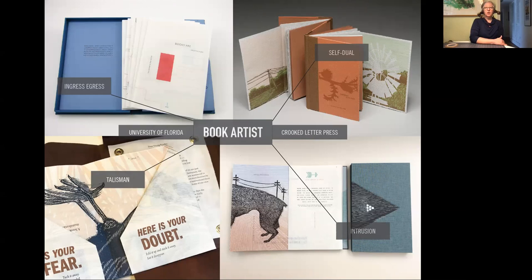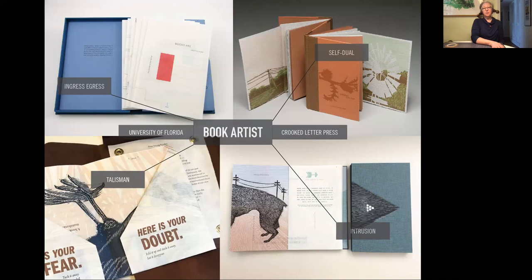In the upper left corner, you see Ingress Egress, which is a book about artist books, about graphic design, typography, and the language of an artist book, the environment of an artist book. At the upper right corner, you see Self-Dual. That is a book based on a journey between two locations, University of Alabama in Tuscaloosa, Alabama, and Starkville, Mississippi, when I was a graduate student at Alabama. That's what that book is about.